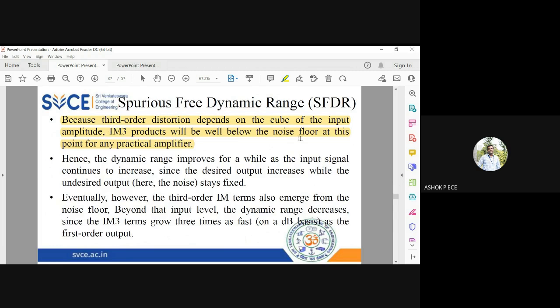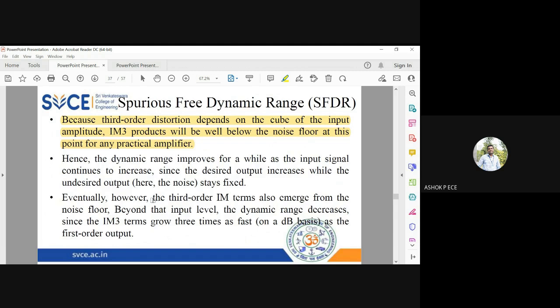If they are going to fall below the noise, then the amplifier will automatically reject all the components, considering it to be noise. So this will improve the SFDR of your system. It will improve the dynamic range as well as the SFDR of the system.